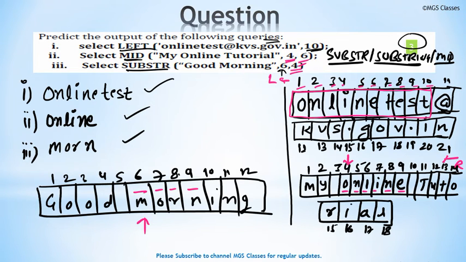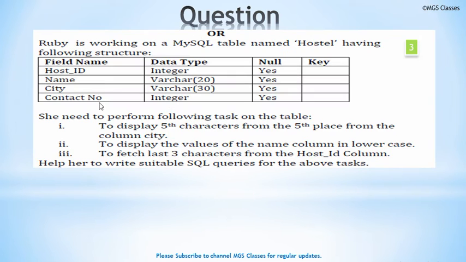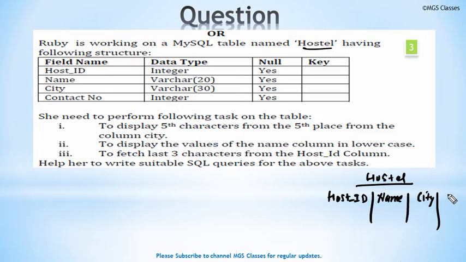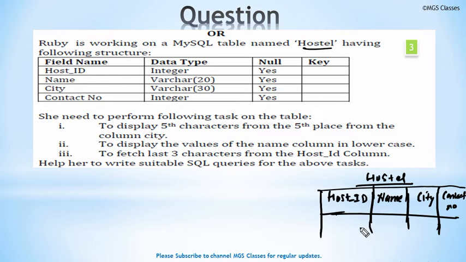So this is the question, and another question is given as OR. Now I am solving this question. Ruby is working on a MySQL table named hostel. It has certain columns like host underscore ID, then its name, then another column is city, and then another column is contact number. So 4 columns are given. Data is not given here, you need to write the SQL query. So you can assume the data, or you need not write it. Just assume that this table is given with some data.